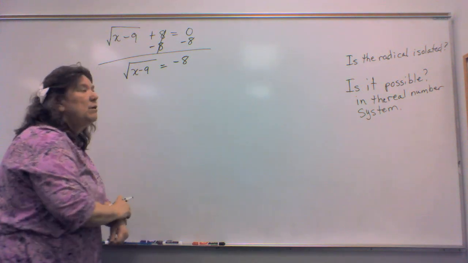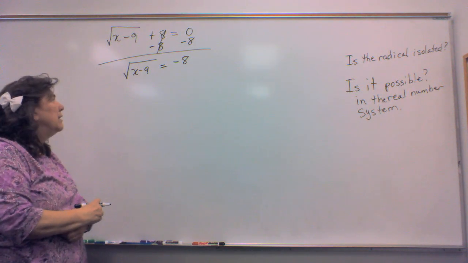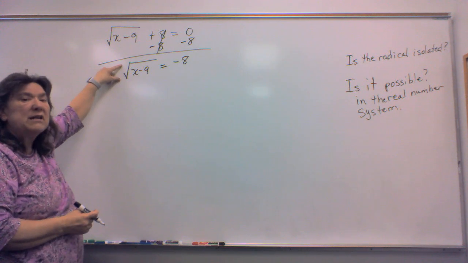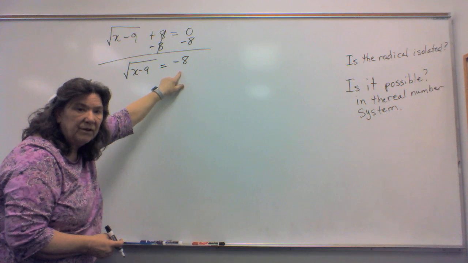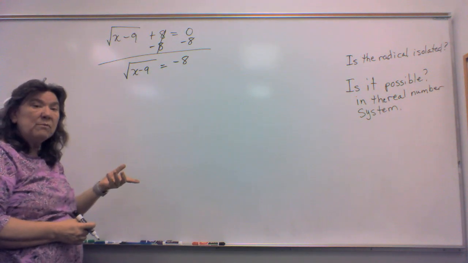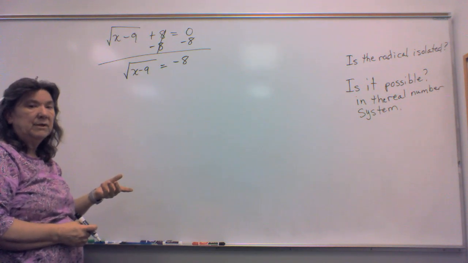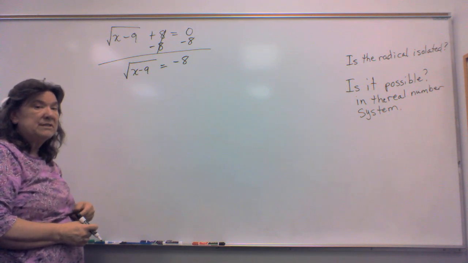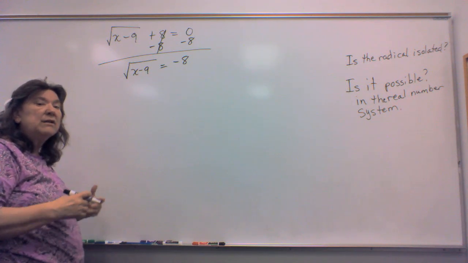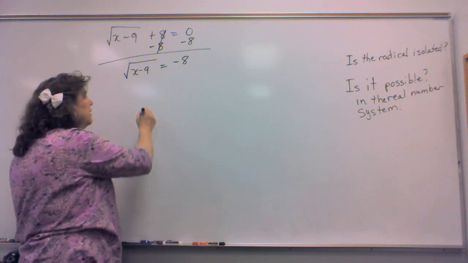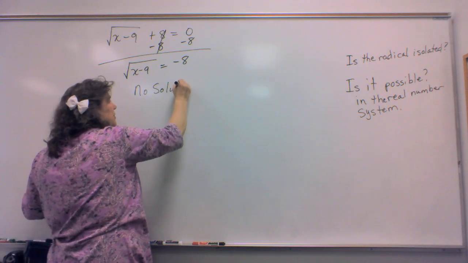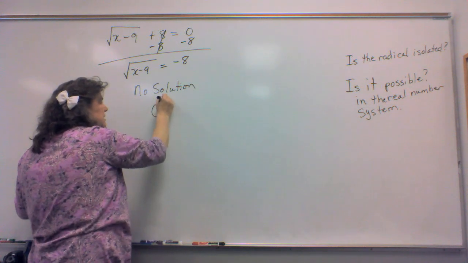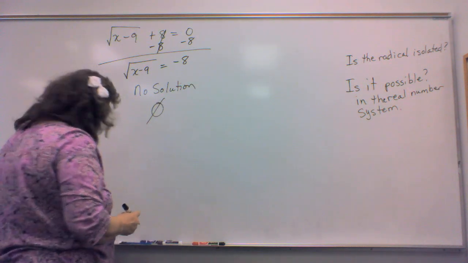What is the problem here? Well, this produces a positive number, and I have a negative here. Therefore, this is not possible in the real number system. It's not possible. Therefore, this has no solution. And you can also use this symbol here to mean no solution.